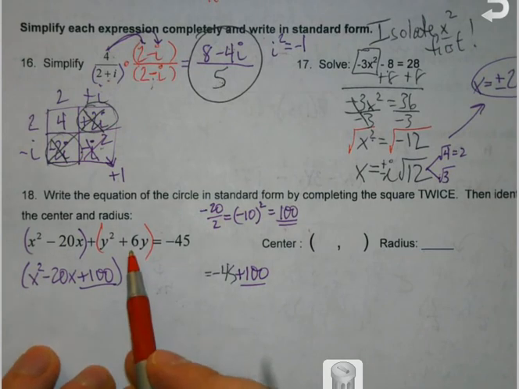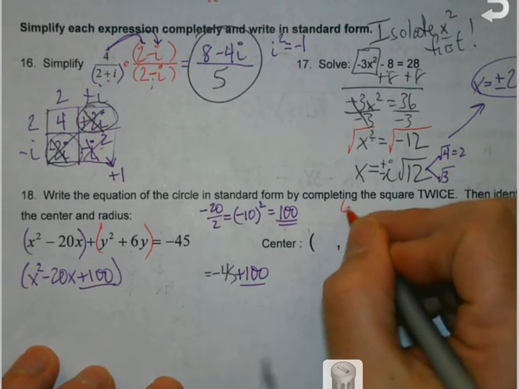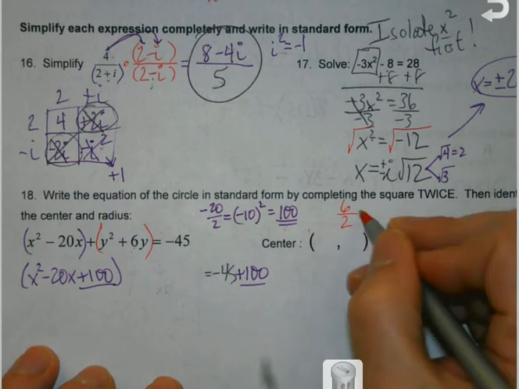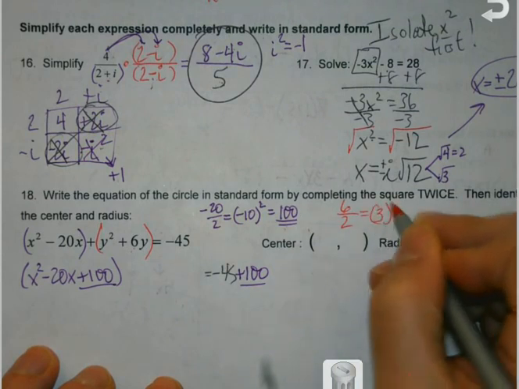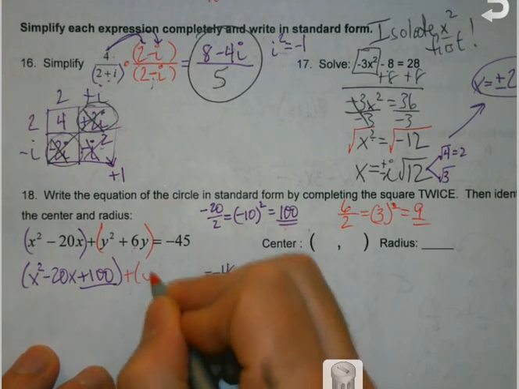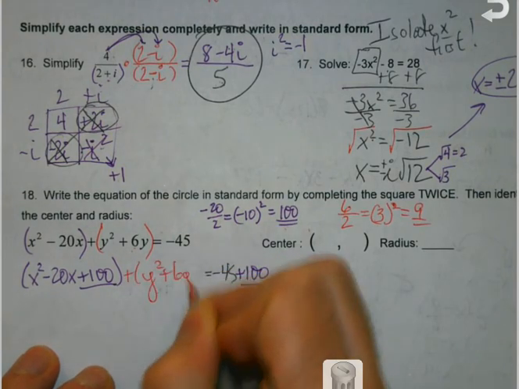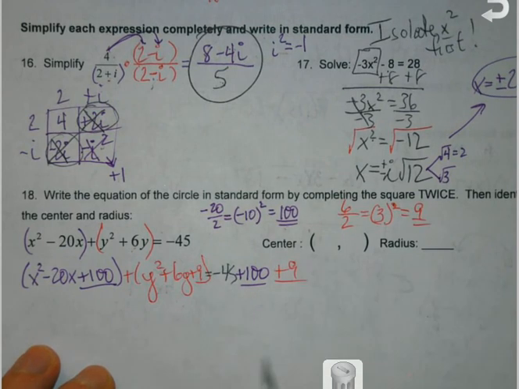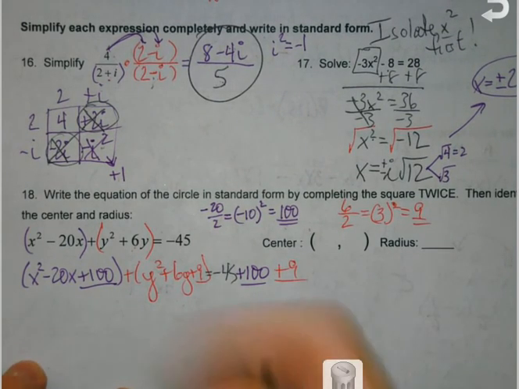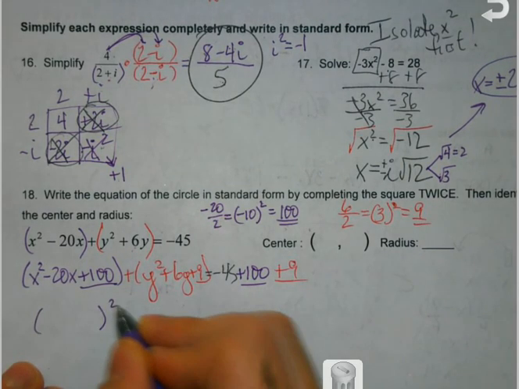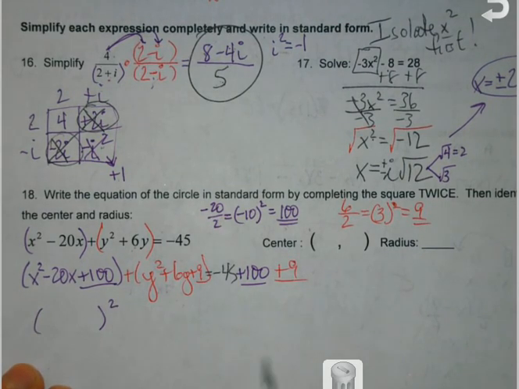And then I repeat the process with y. Take my b value, just divide it by 2, and square it. And again, that 9 gets added to both sides. Now we're just about to a point where we're ready to have this set and get it into equation of a circle.